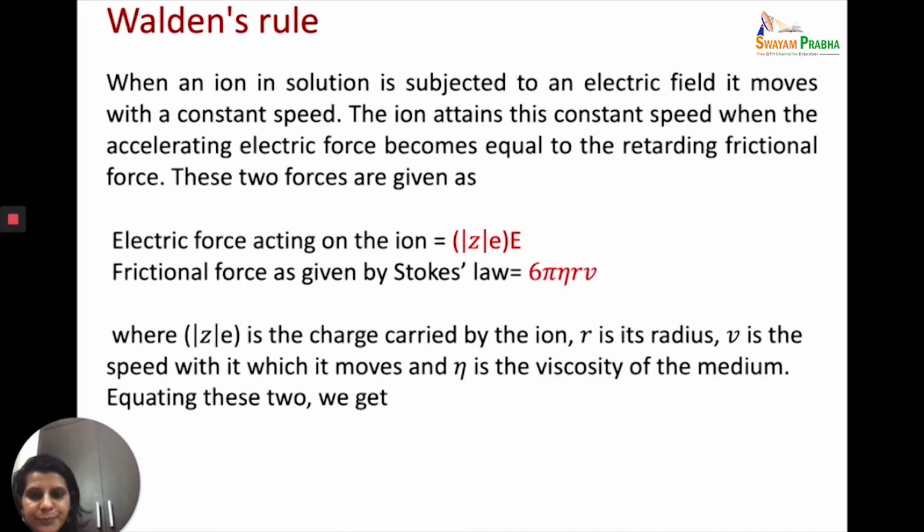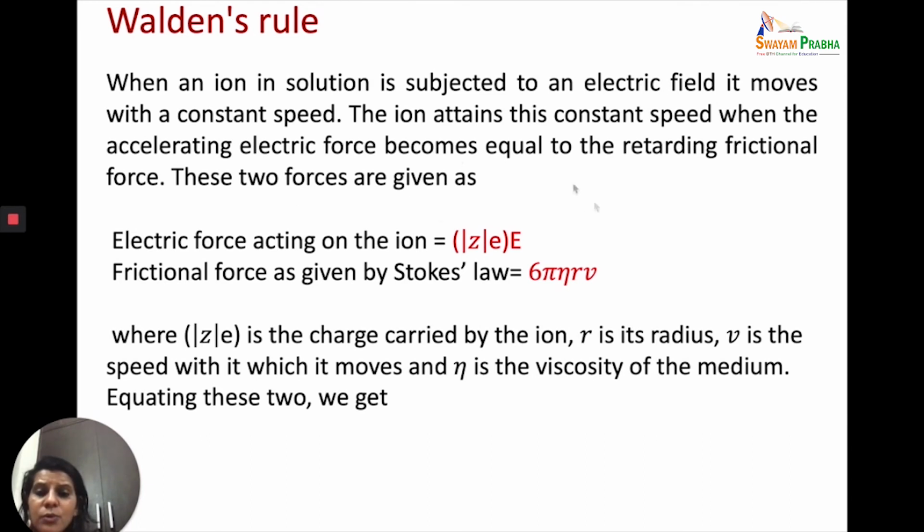Now let's look at Walden's rule. Suppose I take an ion in solution and apply potential across the electrolyte. When you apply an electric field, the ion in the solution will start to move with a constant speed. Why has that constant speed been achieved? This is because you have two kinds of forces and these forces are balanced. What are the two forces? You have an accelerating electric force and you have a retarding frictional force, and these have become equal to each other for the ion to achieve the constant speed.